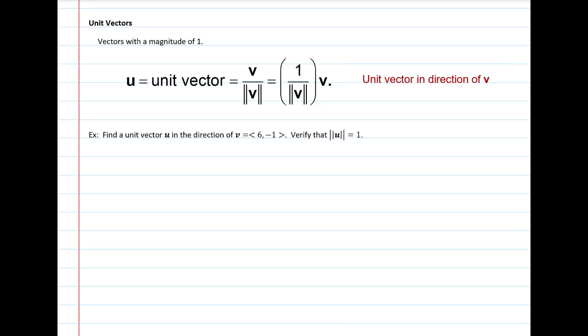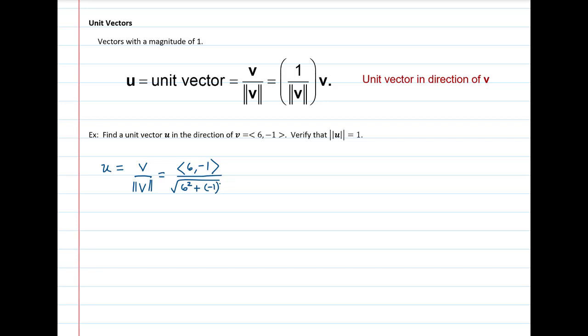So this is the process of finding a unit vector in the direction of another given vector. Okay, so let's look at an example here. We're going to find a unit vector u in the direction of v, where v is <6, -1>, and verify that the magnitude of u is in fact 1. Okay, so using the form from above, we're going to take our vector v, <6, -1>, and just divide that by its own magnitude.